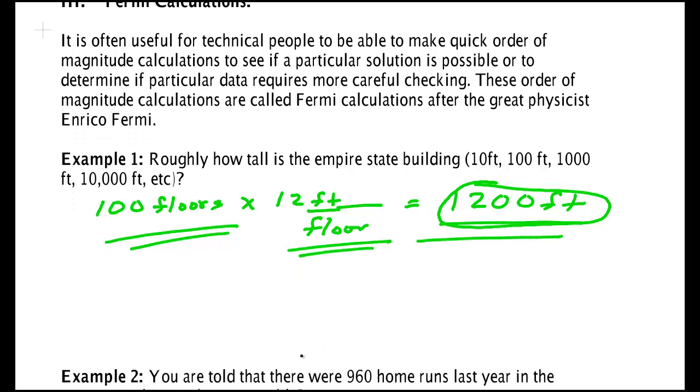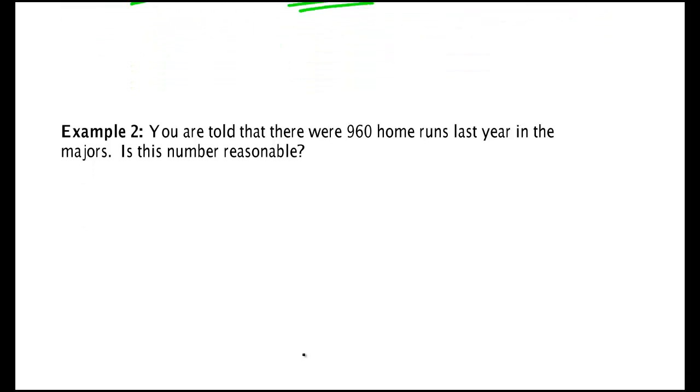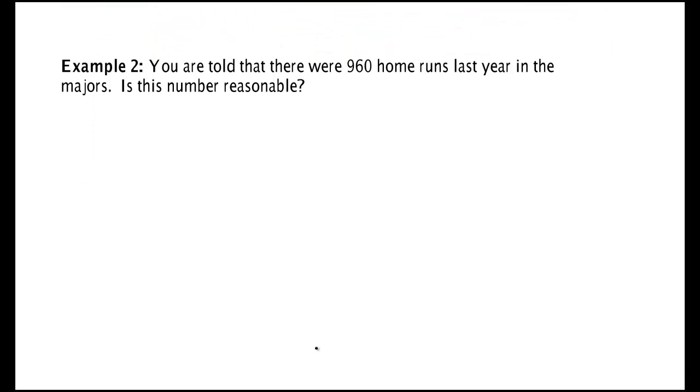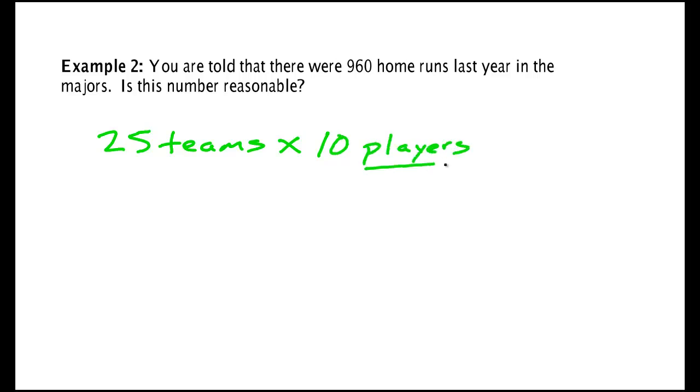Another one, you're told that there were 960 home runs last year in the major leagues. Is this number reasonable? People often give you numbers when they want to convince you to vote for something politically or something. Is this reasonable? Well, let's look. 960 home runs. How many teams are there? Well, there's a bunch of teams. Let's say 25 teams. There's actually not that many. There's more teams than 25, but that's close enough. There's some players on it. There's 9 players roughly to start. Maybe you've got a few utilities. Pitchers don't hit a lot of home runs. Let's say there's 10 players per team.